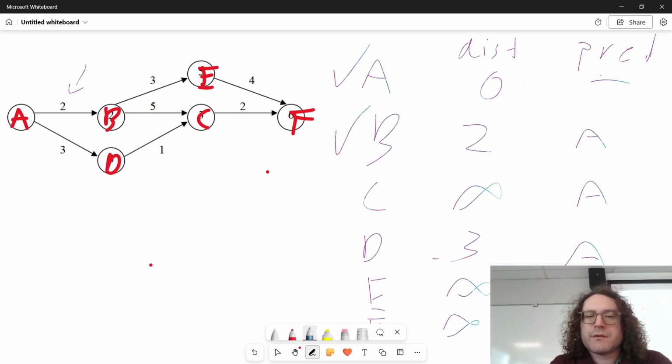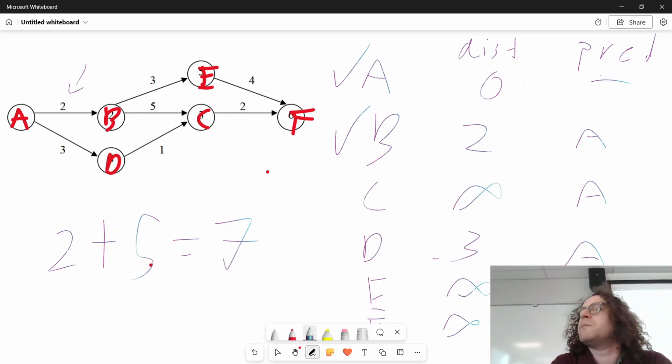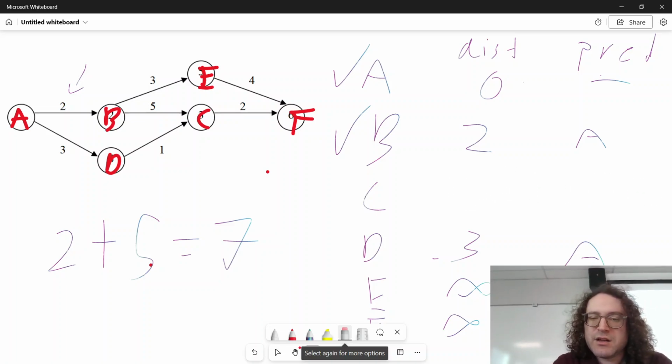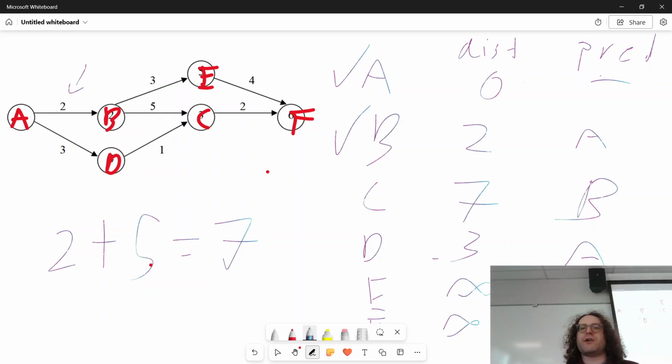B to C is 5. Does the cost to get to B, which is 2, plus the cost to use that edge, which is 5, simple math here, is that less than or equal to what we currently have for C, which is infinity? It's less than, so we update it. Getting to C costs a total of 7. This is the total cost to get to C, and we get there by going through B. Okay, next.